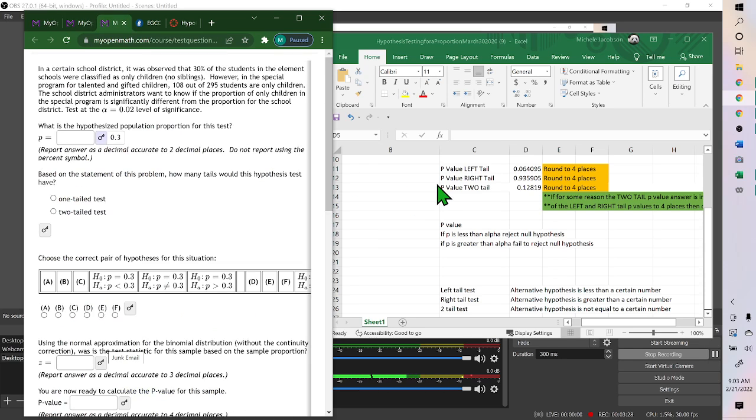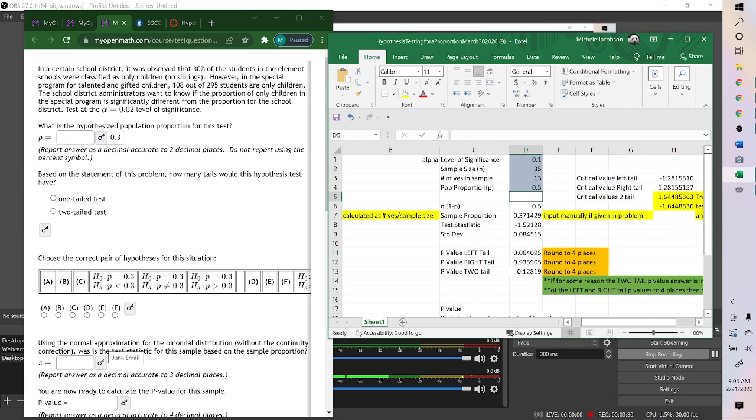This other problem, there we go. In a certain school district, it is observed that 30% of the students in the elementary school were classified as the only child, no siblings. However, in a special program for talented and gifted children, 108 out of 295 students are only children. The school district administrator wants to know if the proportion of only children in the specific program is significantly different than the proportion of the school.